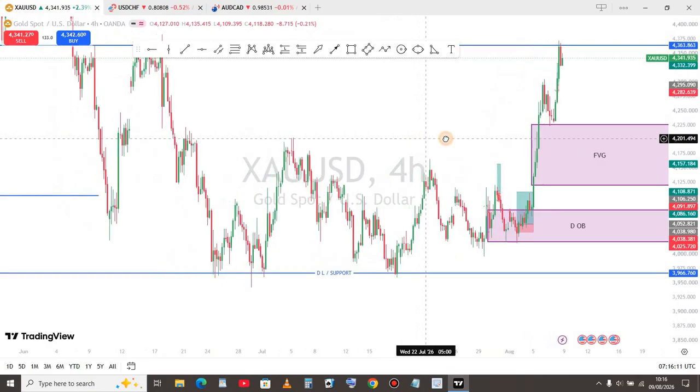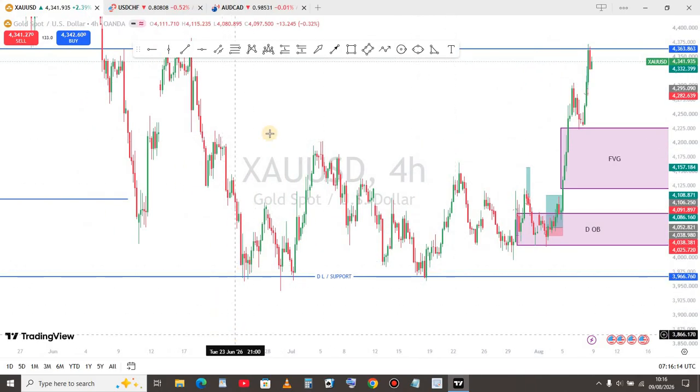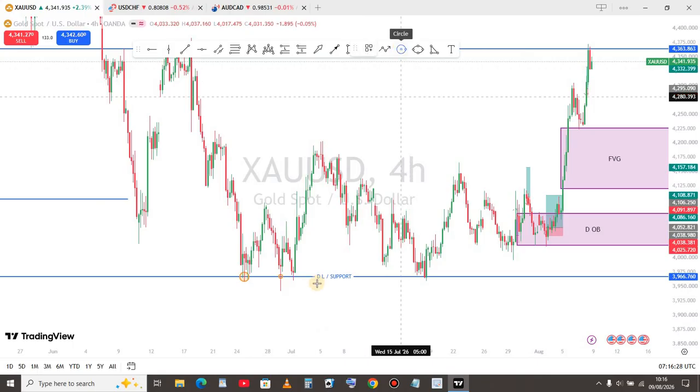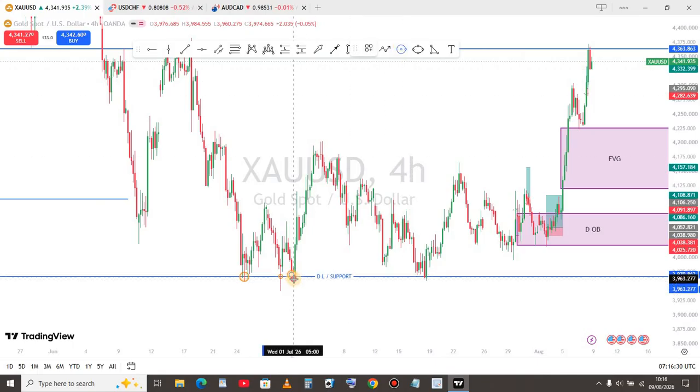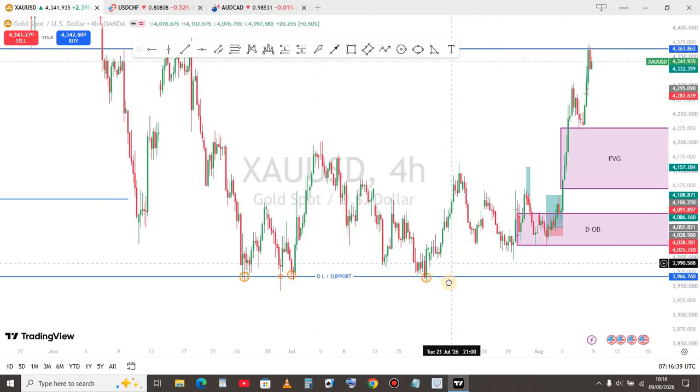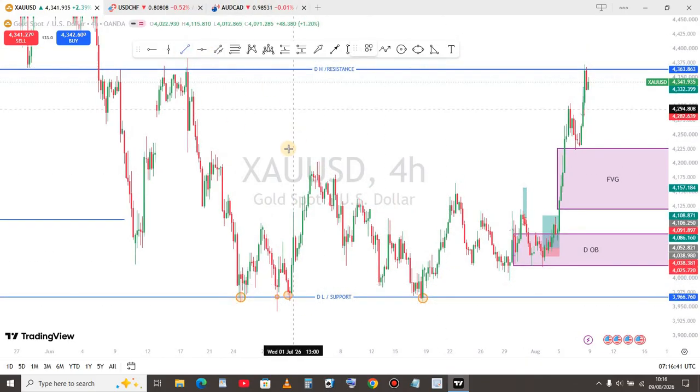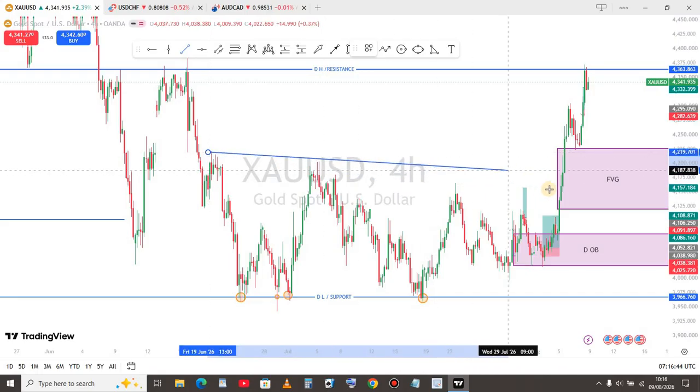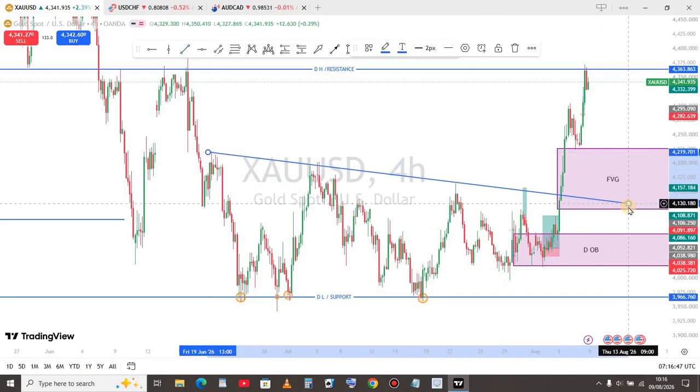To take a position. So on our daily support, you may see that this market has been touching this daily support multiple times. This is the first touch here, and we have a second touch here, and a third touch here, and we also have a fourth touch here. So after all these touches, the market came again and broke this level.